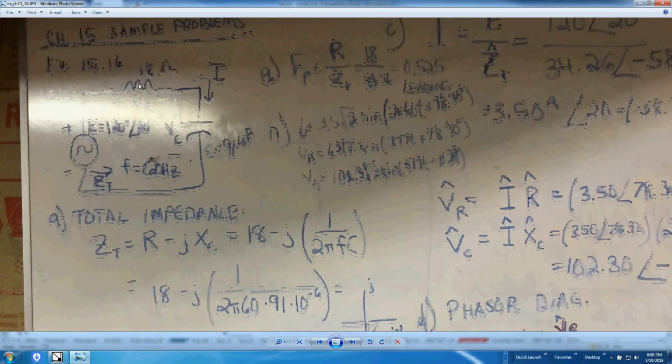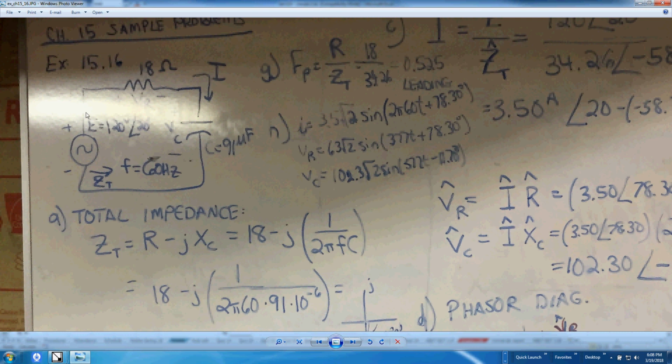Okay, example 15.16. This is a purely resistive circuit. Input voltage is E equals 120 volts with an angle of 20 degrees. Frequency is 60 hertz. There's a resistor that's 18 ohms. So we're looking for V sub R across it, the current through the circuit, I, and then there's a capacitor of 91 microfarads, and there's a voltage drop across it.